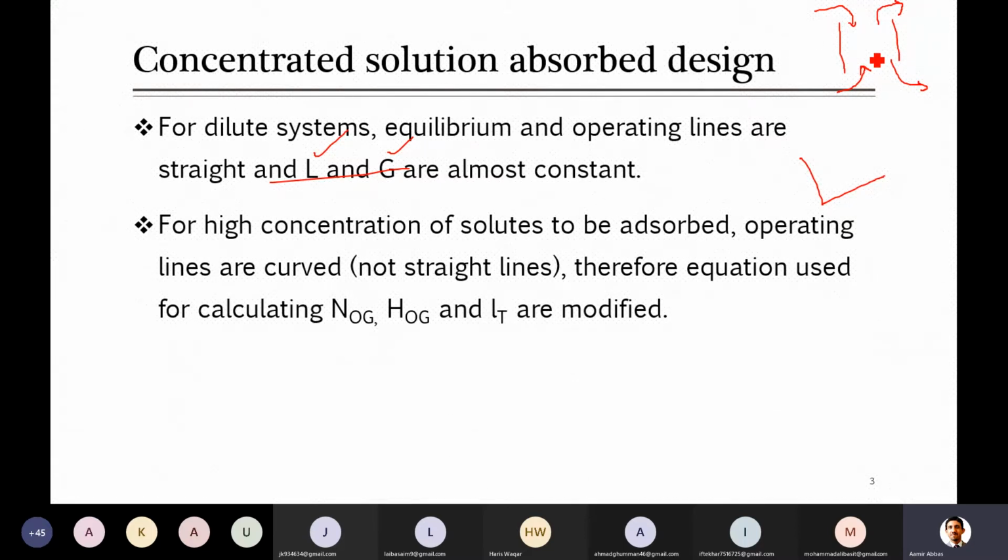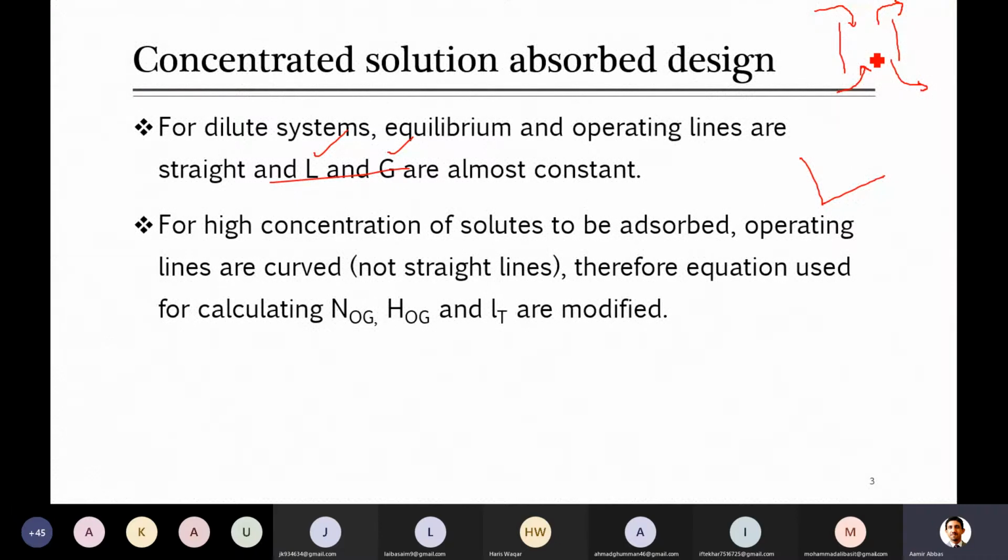So here, for a high concentration of solute which you want to absorb, the operating lines are curved. When you draw the lines in this case, they will not be straight lines as you have seen earlier in the examples or questions which were discussed. When they are not straight lines, this is an indication that it is not a dilute system, it is a concentrated system.